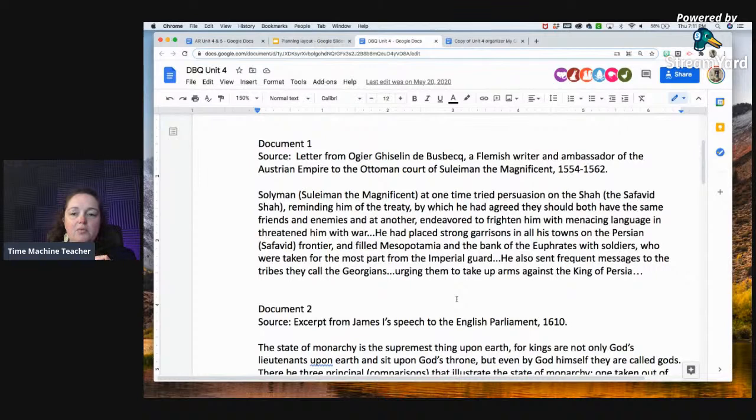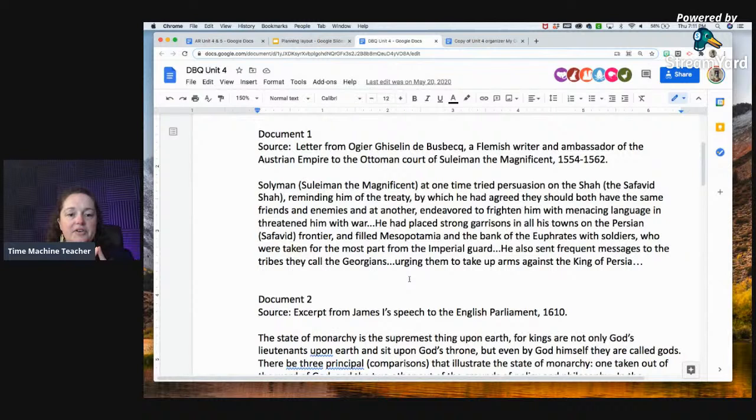What's going on here? Anybody, anybody? What would you put down for the main idea of this document to describe it? I'm gonna have my phone over here because sometimes it pops up faster. What could you say to describe this? You're just looking for the main idea.